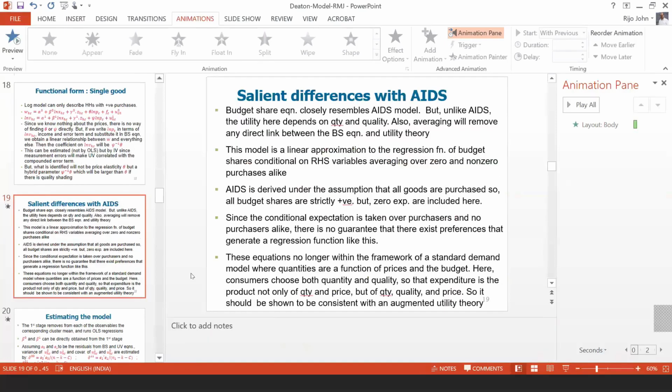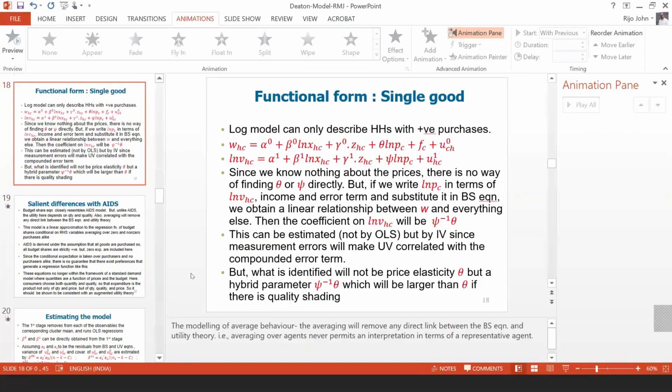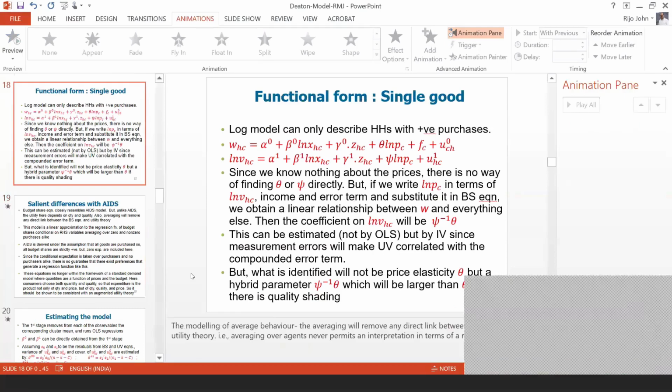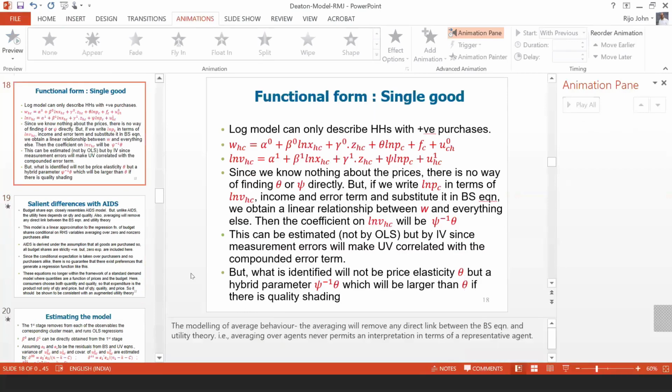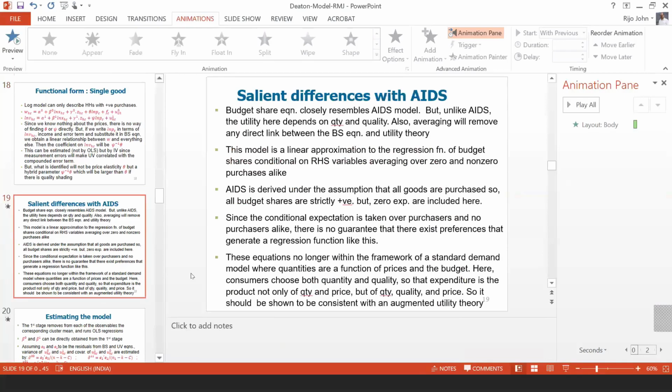Now it is time to draw some comparison with the AIDS model that we discussed earlier. Notice that in the AIDS model, we only had a budget share equation, with budget share on the left-hand side, and a set of household characteristics and price variables on the right-hand side. Here, apart from a budget share equation, we also have an equation that models unit values, the unit value equation, right?